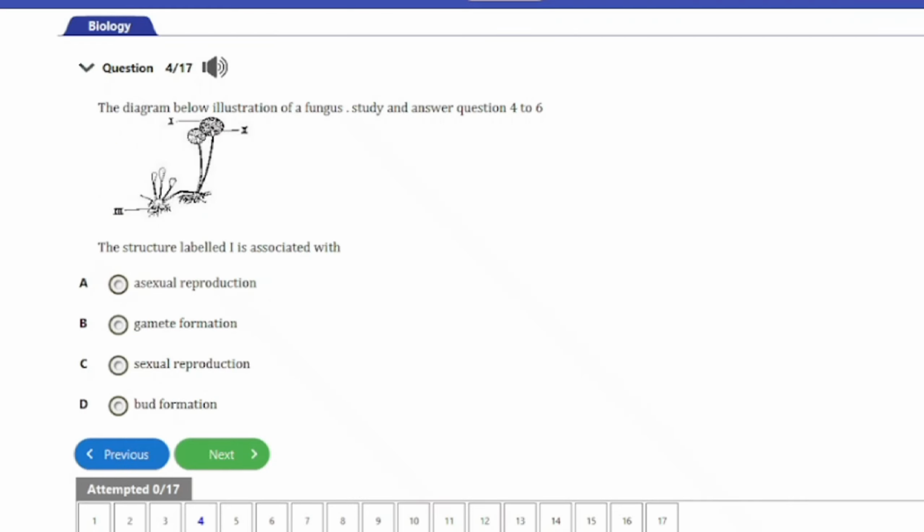It says, the diagram below is an illustration of a fungus. Study and answer questions 4 to 6. The structure labeled I is associated with A. Asexual reproduction, B. Gamete formation, C. Sexual reproduction, D. Bud formation. So the answer to this question is option A, and that's asexual reproduction. So that's it for this question. Let's go ahead and consider the next question.